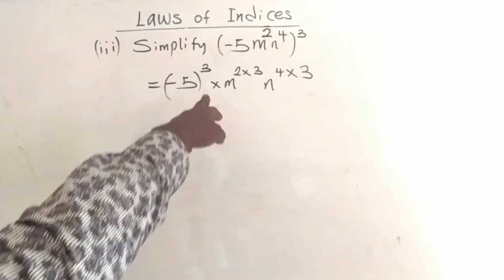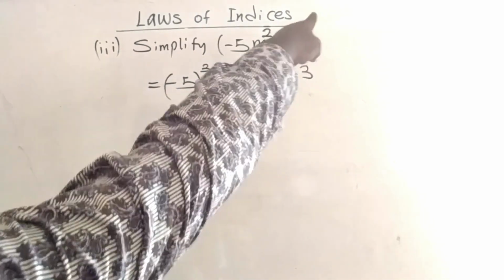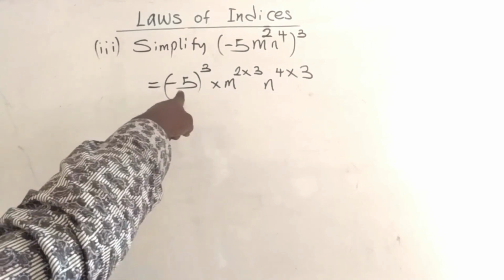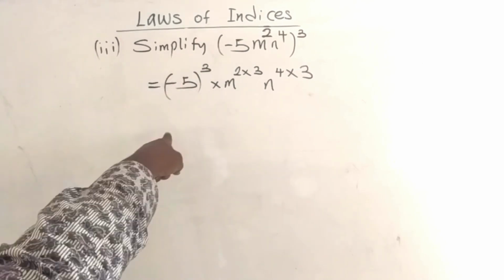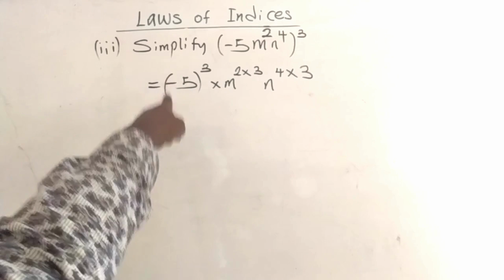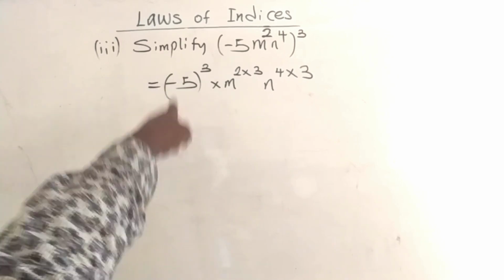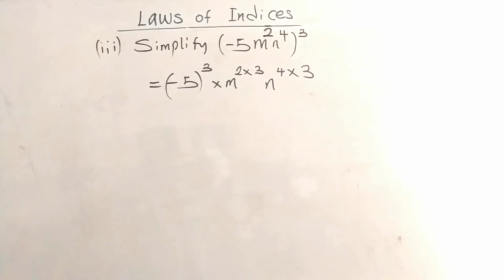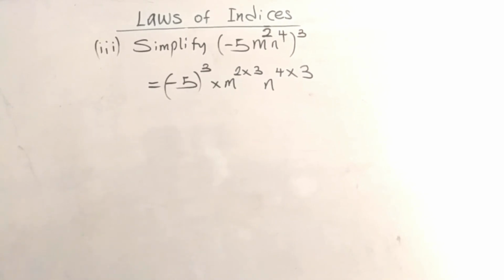As you can see, the power outside is an odd power, so it's not going to affect the minus. When you cube minus 5, you still get negative. Minus 5 times minus 5 times minus 5 is minus 125. So minus 5 raised to the power 3 is minus 125.